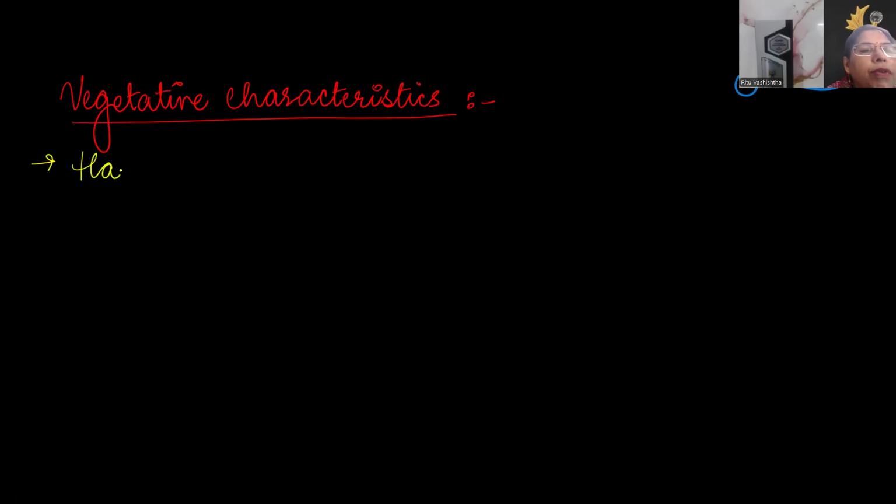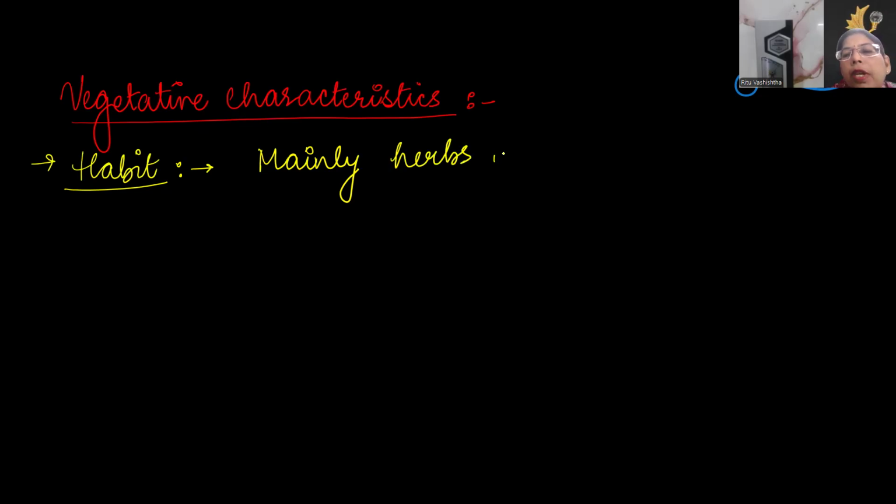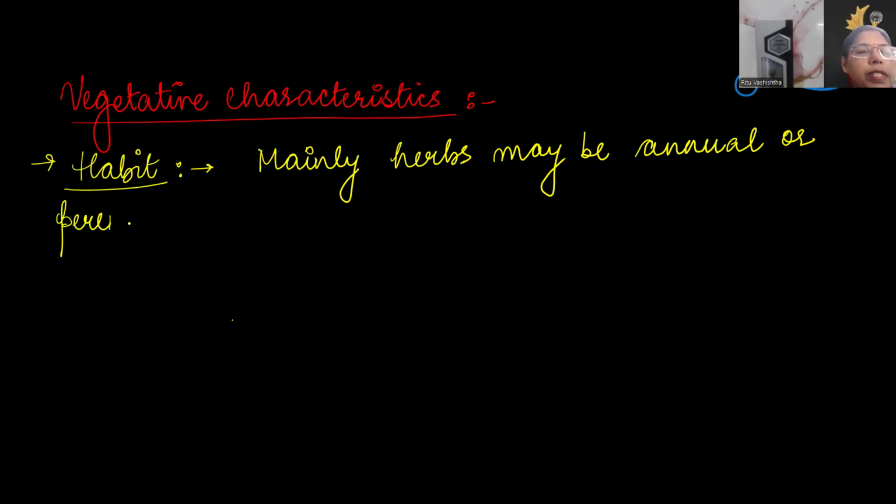Okay, so let us start with the habit. When you talk about habit, you will find mainly these are herbs, because there are three types: herbs, shrubs, and trees. Herbs are the smallest, shrubs intermediate, and trees are the largest. So mainly herbs may be annual or perennial. What do you mean by that? Annual or perennial means they may be single season or multiple season plants.